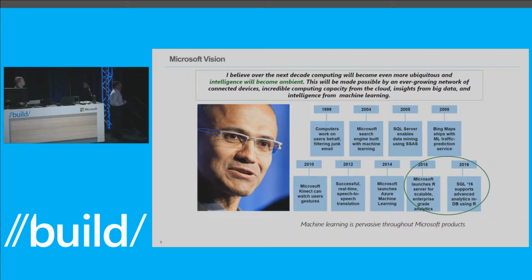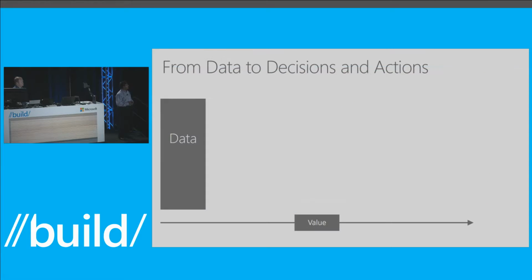And we believe that we are going to a world where everything is going to be intelligent. Intelligence is going to be ambient. And that's going to be realized through a set of networked devices, cloud power, insights from data, and intelligence from machine learning. And that's the vision that we are all working towards, and we believe that all of Microsoft and all of the industry is going towards it. What we're talking about today is bringing together the most recent launches that we've done, which is about R Server on multiple platforms and SQL in-database analytics. How do you combine them to be able to do advanced analytics?